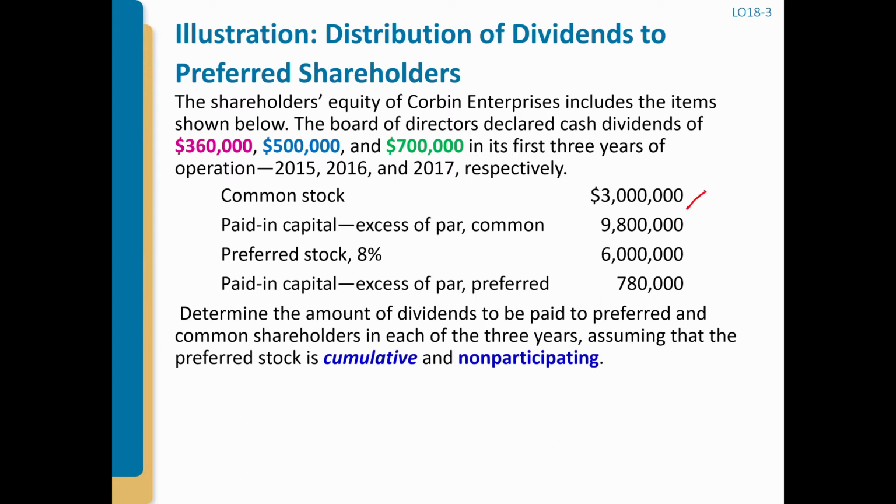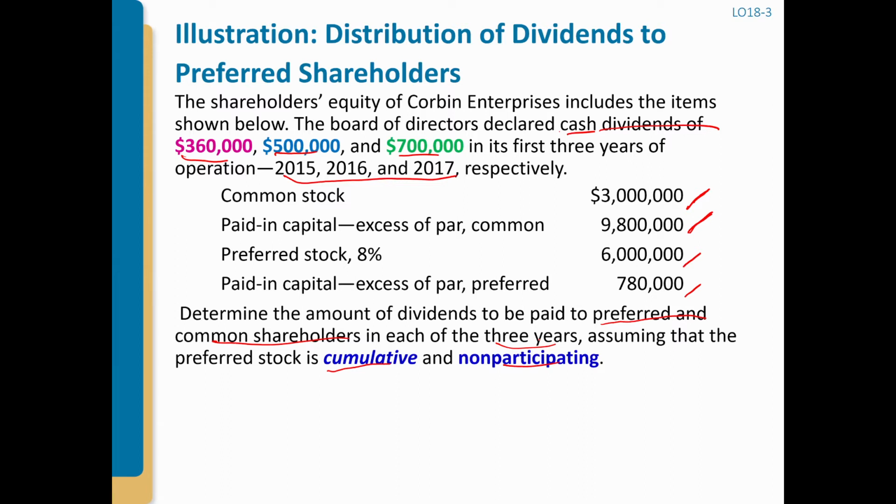So we have common stock, and this is the par value, right? Additional paid-in capital. For this preferred stock, we have this par value and this additional paid-in capital. So these are the shareholders' equity. And then the board of directors declares cash dividends of 360, 500, and 700 for those 3 years, respectively. Let's determine the amount of dividend to be paid to preferred stock and common stock in each of those 3 years. Let's assume the preferred stock is cumulative and non-participating.